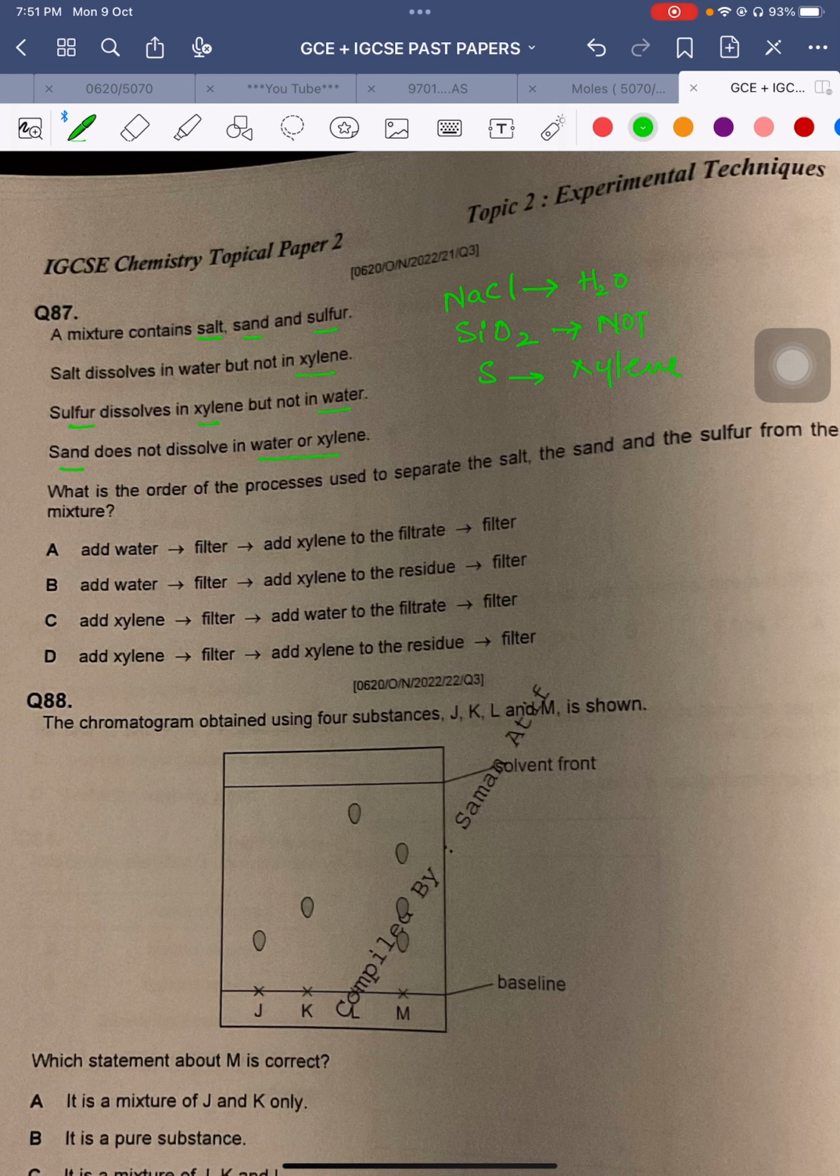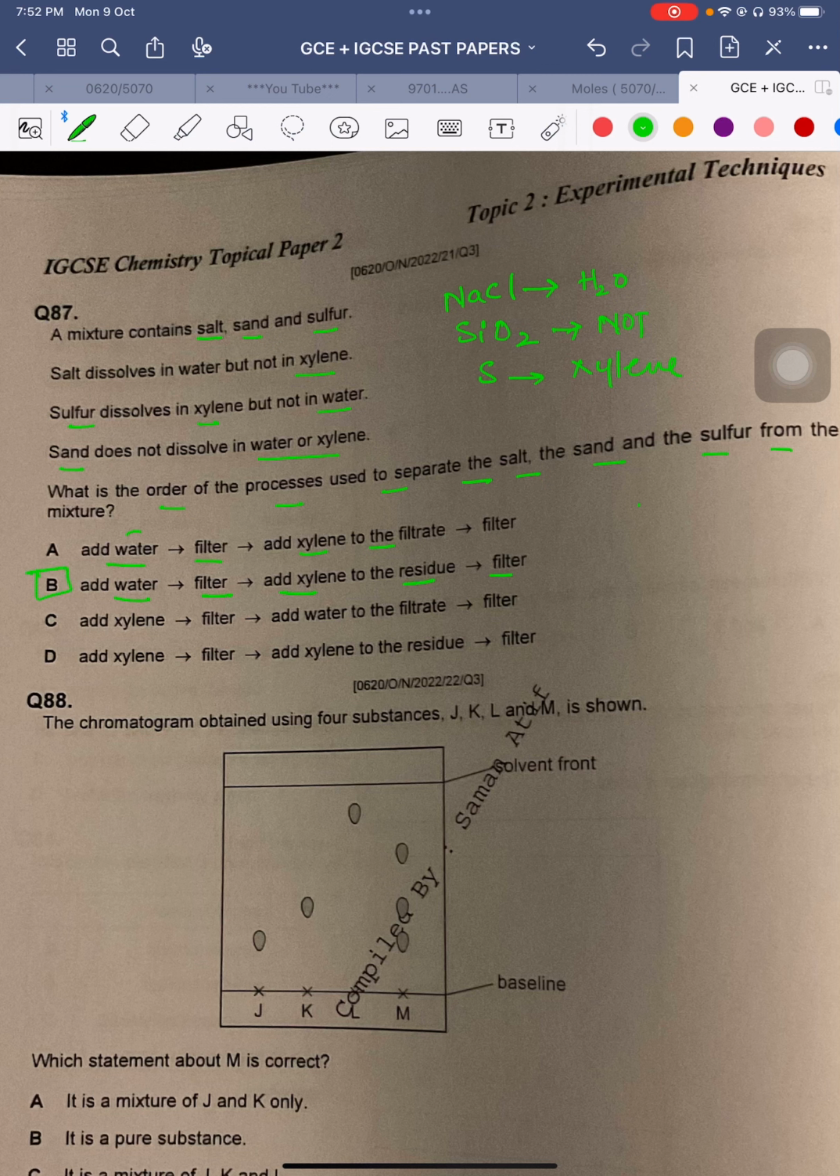What is the order of the processes used to separate the salt, sand, and sulfur from the mixture? If we add water, only sodium chloride will dissolve and the remaining two will not. Then we filter, and add xylene to the residue, not to the filtrate. Add water, filter, add xylene to the residue and filter. B is the right option.